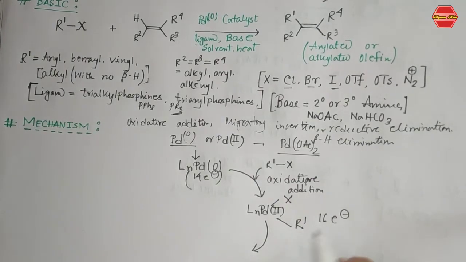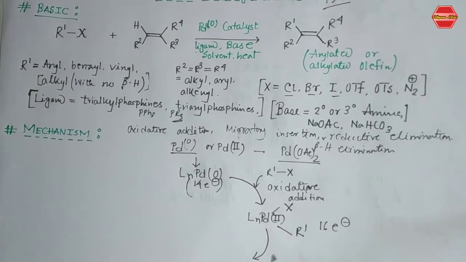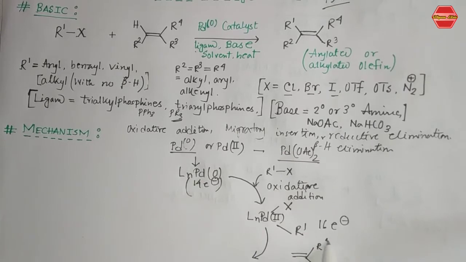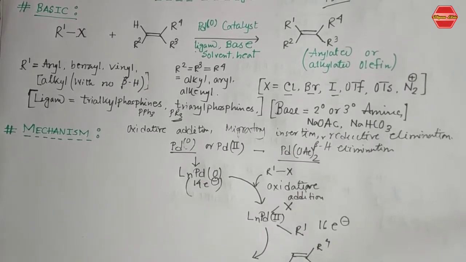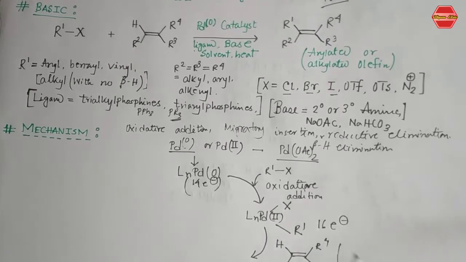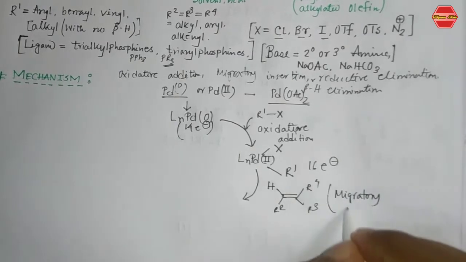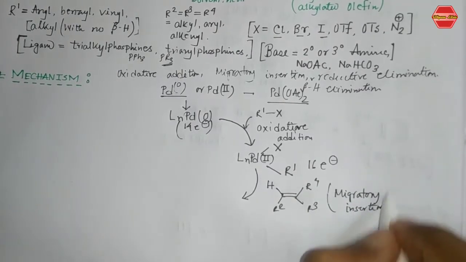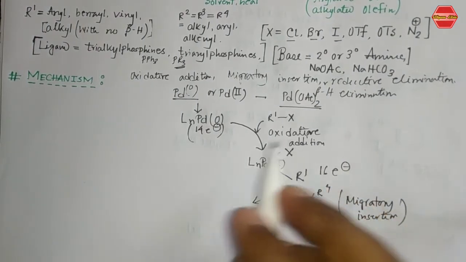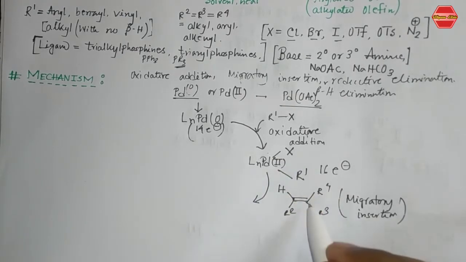Now this is the step where the alkyl will insert into this compound. The alkene we are writing here has R4, R3, R2, and this hydrogen. Now this step is called the migratory insertion. So this is a migratory insertion. Now from here there are two possibilities: the palladium will insert either in this position or in this position.